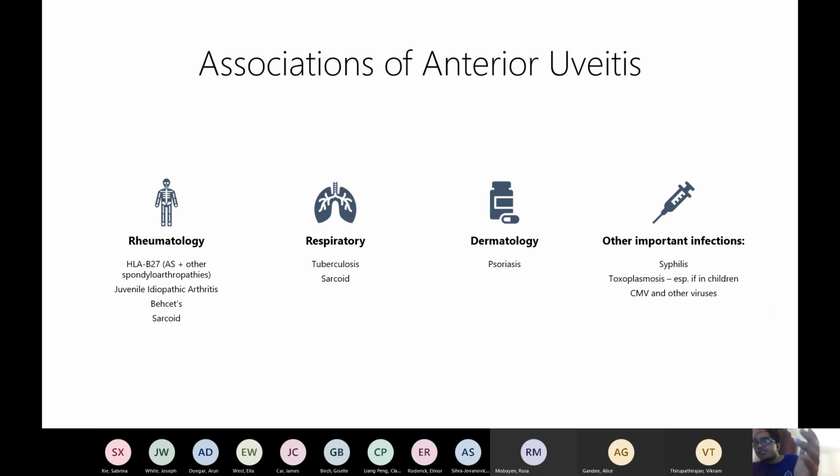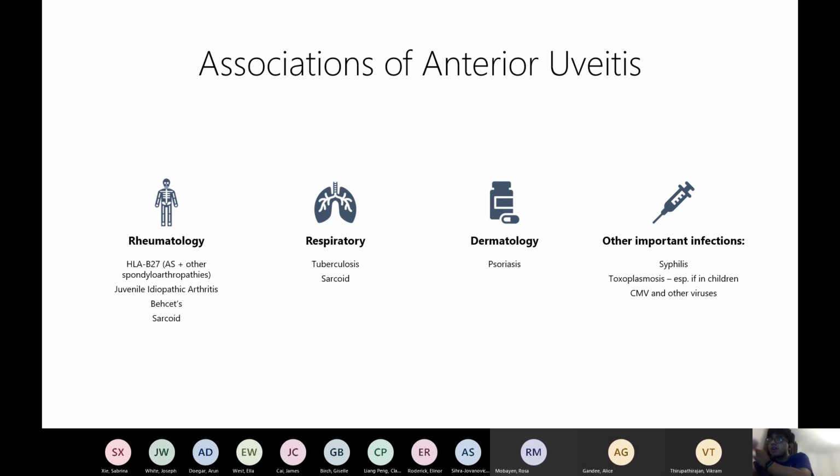Associations of anterior uveitis is all of this weird and wonderful stuff. So you have notably the HLA-B27 associated spondyloarthropathies. And Behçet's is also important. It's a very common cause of an anterior uveitis. Behçet's also causes posterior uveitis, but that doesn't really come up in exams. TB can cause it, psoriasis can cause it, and then relevant to year 5, syphilis can, especially when you've got tertiary syphilis with neurological involvement.